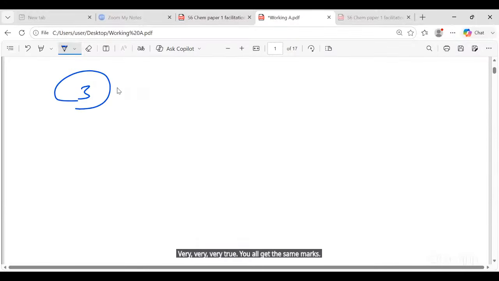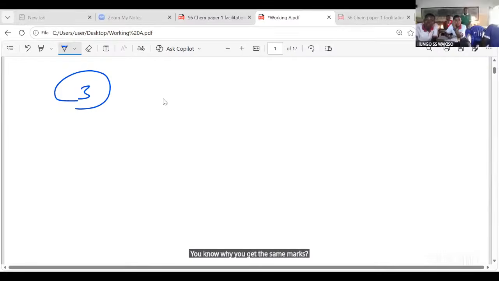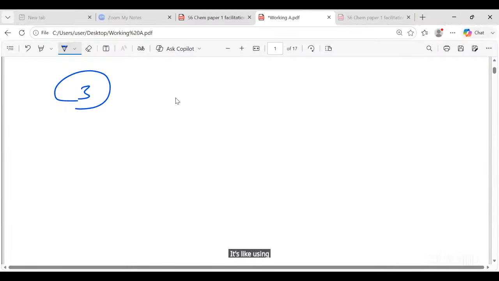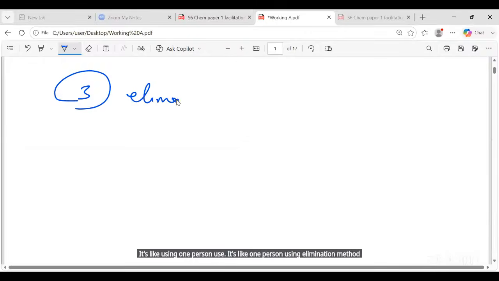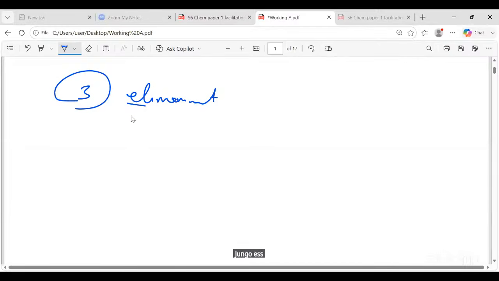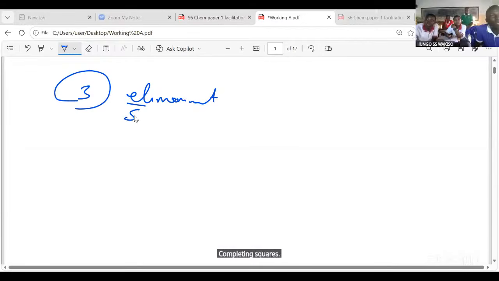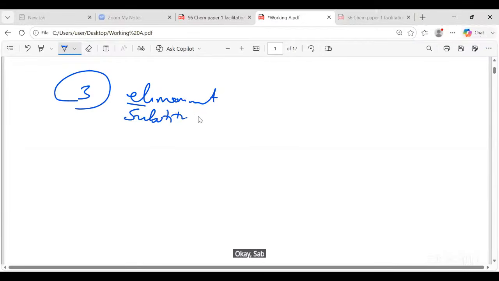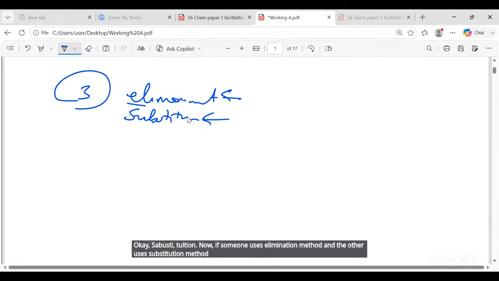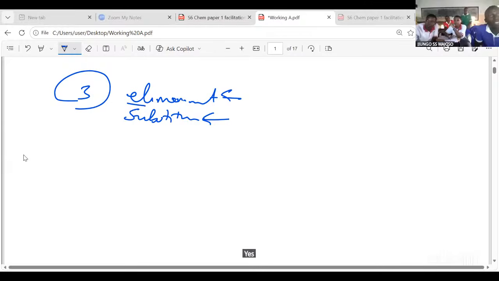Do you know why you get the same marks? It's like one person using the elimination method. Are you seeing that? Which other one do you know apart from elimination? The other one is completing squares. Do you study it in O level? Okay, substitution. Yes. Now, if someone uses elimination method and the other one uses substitution method, do you all get the same marks? Yes. Are you seeing that?